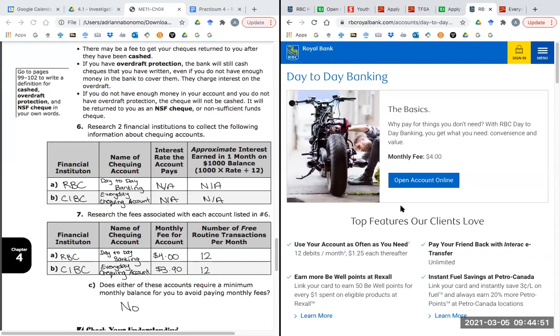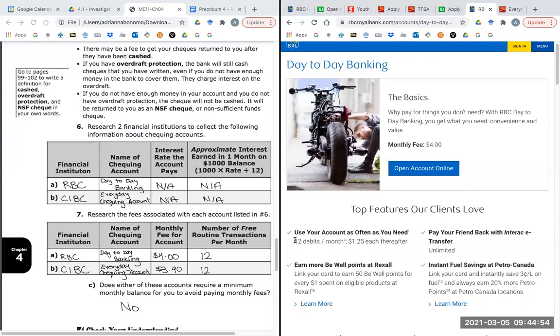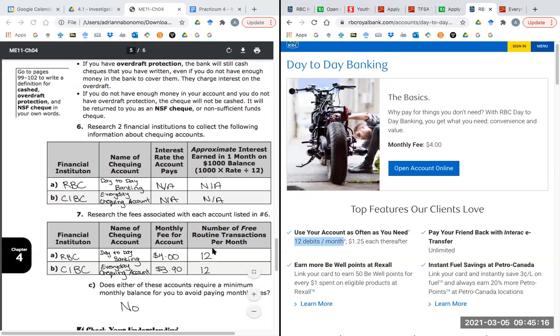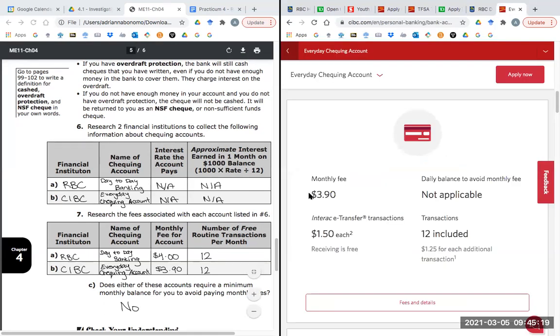Now, the number of free routine transactions per month, right here: you're allowed 12 debits per month. So you're allowed to make 12 purchases or transactions per month, whether it be a purchase at a store, an ATM withdrawal, or paying a bill, whatever it is. After that, you're going to get charged $1.25 for each additional transaction. For the CIBC banking account, the monthly fee is $3.90, and the number of free transactions is also 12. They end up having the same charge as the RBC one: $1.25 for every additional transaction.